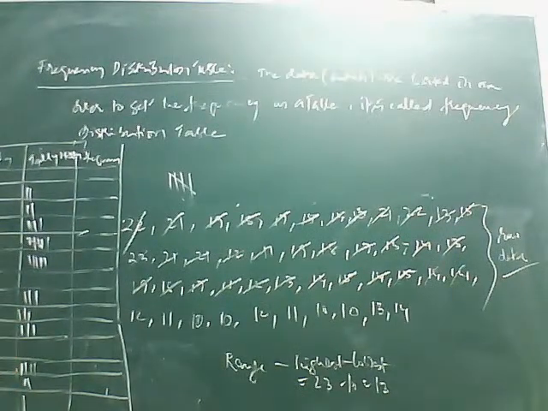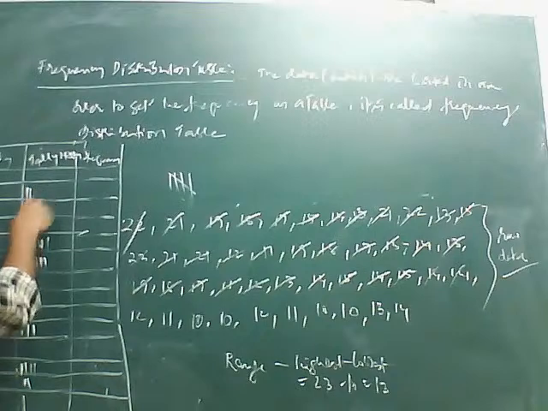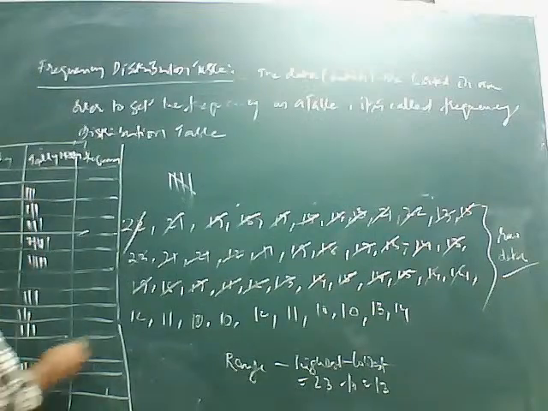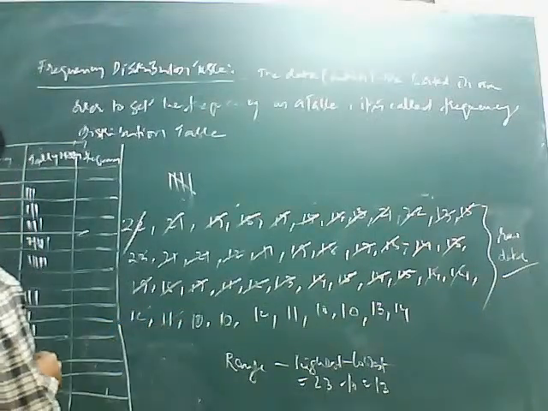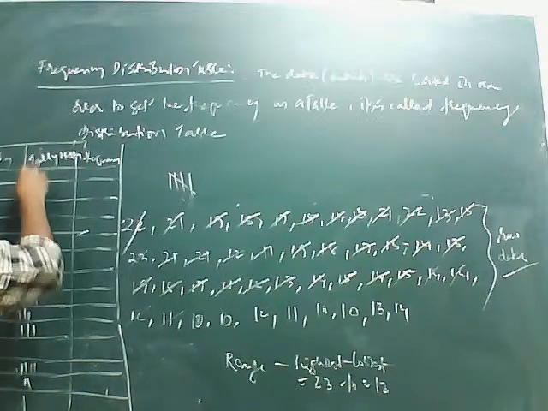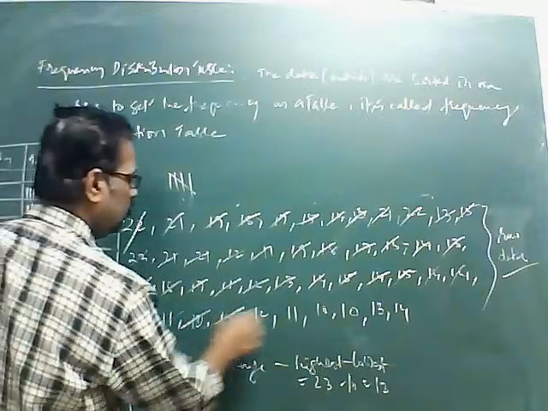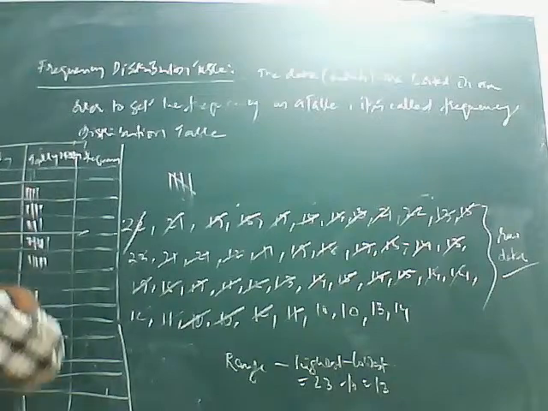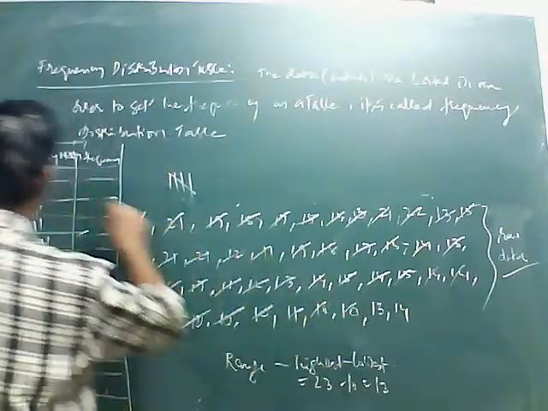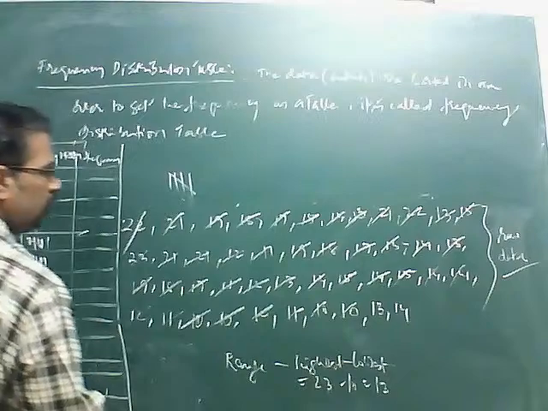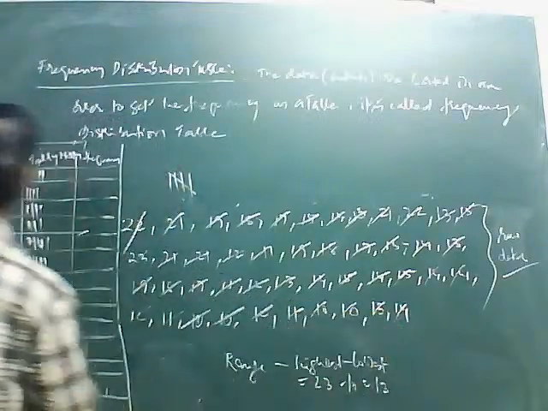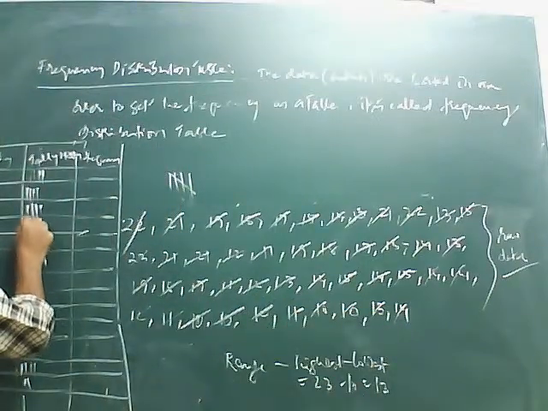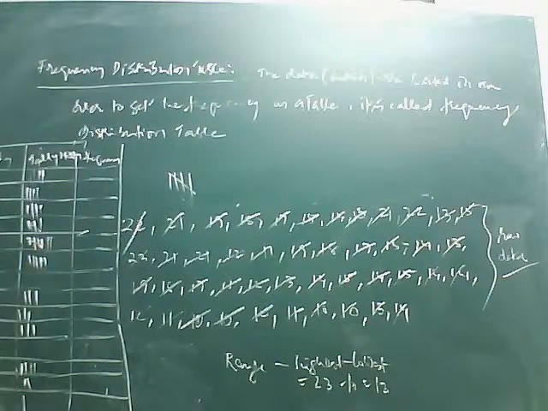Okay. 12, 11. 12 is this one, and 11. Then 10, 10. Again 12, 11. Again 12, 11. Again 10, 10. Again 13, 14. Now see here, 16 did not come at all, so 0, and 20 also did not come.